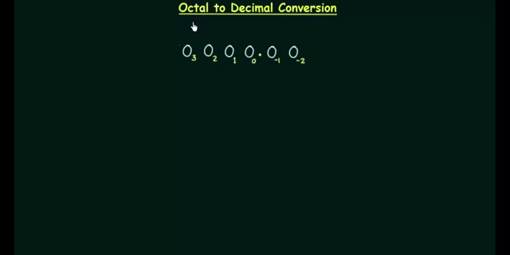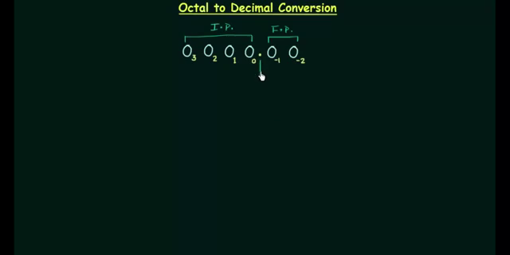In this presentation, we will study octal to decimal conversion. Let's say this is the octal number. O0, O1, O2, O3 are the digits of the integer part. O minus 1, O minus 2 are the digits of the fractional part.